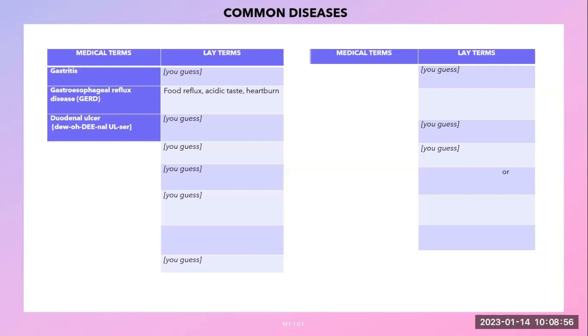Okay, duodenal ulcer. So duodenal means some part of the intestine, right? After the stomach, you have a tube going to the intestine, and duodenal means that tube. It's very specific. We have duodenal, we have jejunal or something like that. Very specific. Okay, and ulcer means I got a lesion.